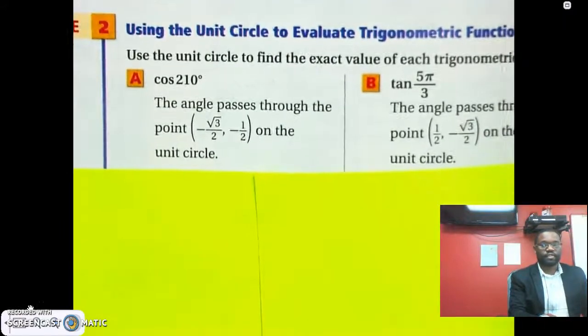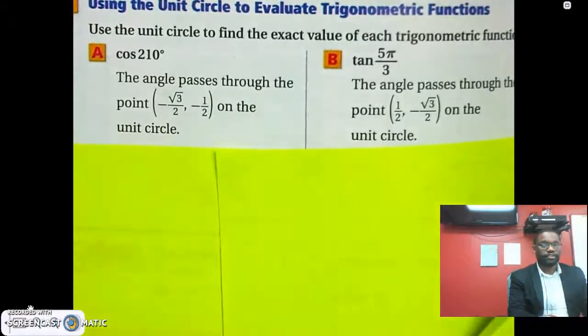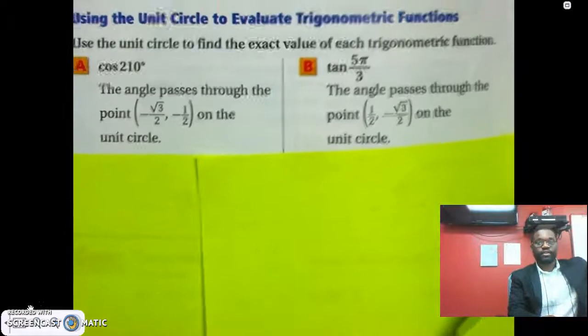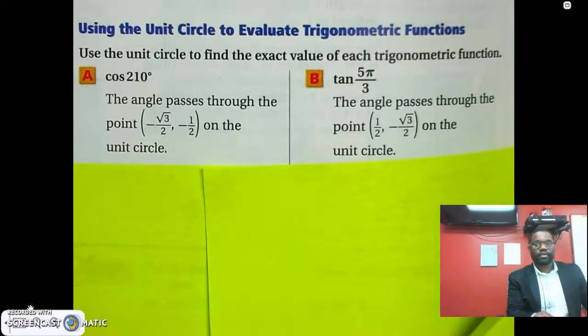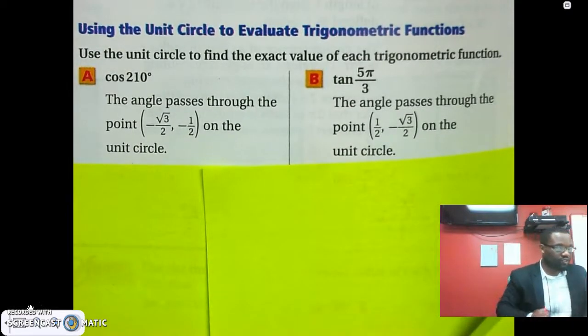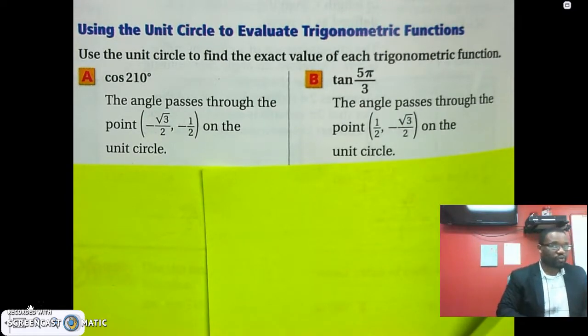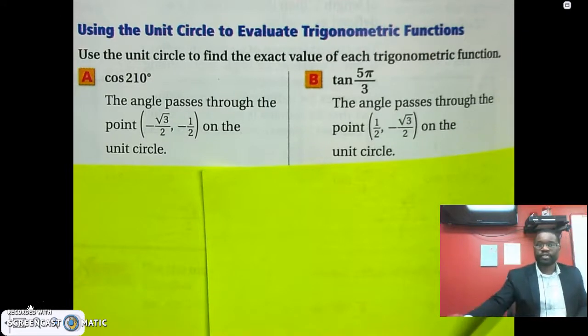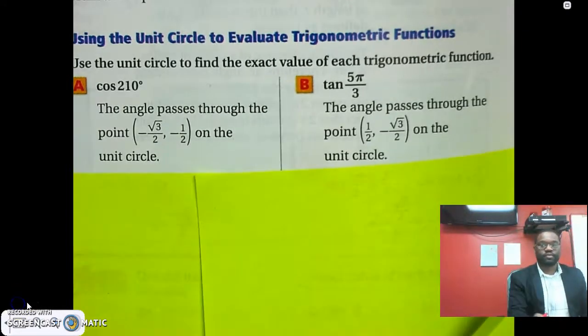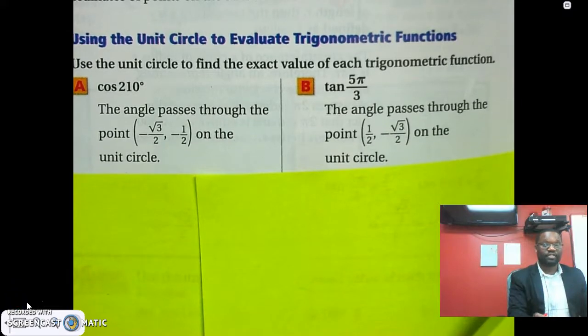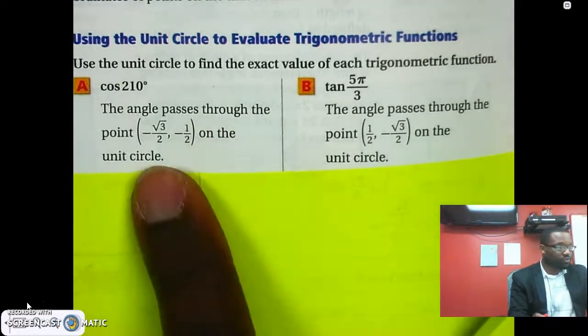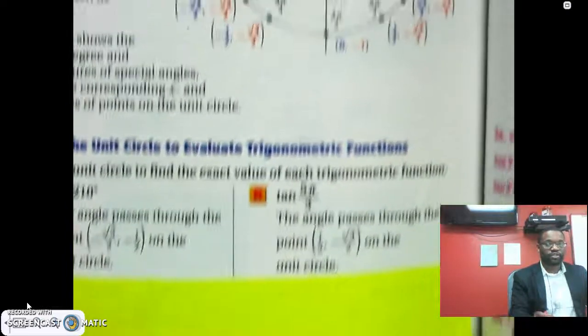Let's look at these two examples here. If you think you can do them, then don't wait on me. Go ahead and do them. It says use the unit circle to find the exact value of each trig function. All right. So cosine of 210. Okay, so the exact value of the cosine of angle 210, it says the angle passes through the point here. Let's go back to our unit circle.